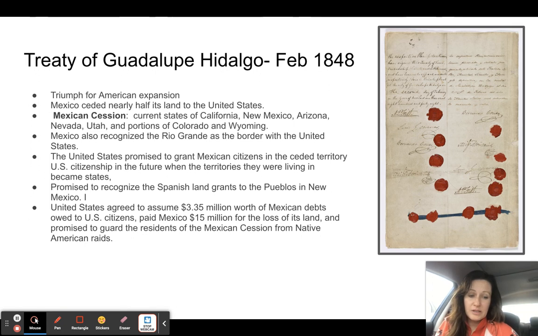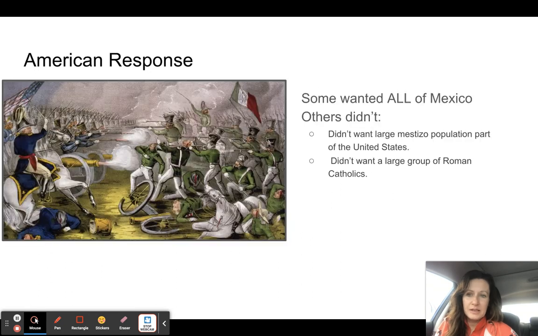Were they really able to protect them also? We'll see with the Indian Wars. Not always. What was the American response? Well, some were happy with this, especially those that wanted to increase slavery and the U.S. being a slave power. Some wanted all of Mexico. Like, this isn't enough. We want the whole thing.